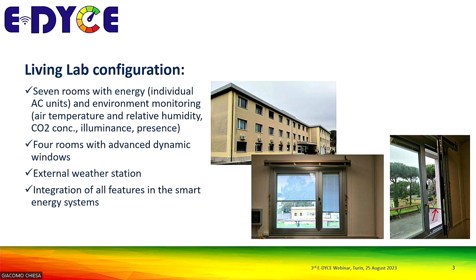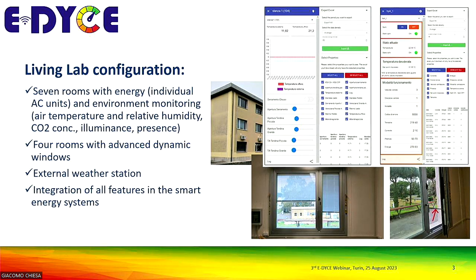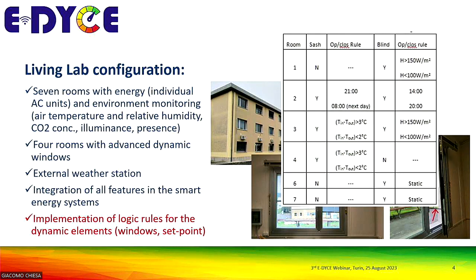In 4 of these 7 rooms, we have advanced glazing system in which the solar shading and also the opening of the window for ventilative cooling can be operated both manually or through the energy management system we have installed in the building. These management systems allow us to monitor all the data of the different part of the Living Lab, as well as to implement different logic for the energy system and the dynamic elements.